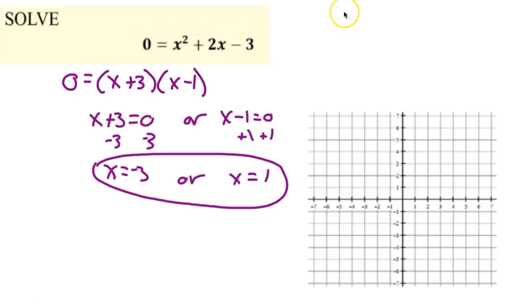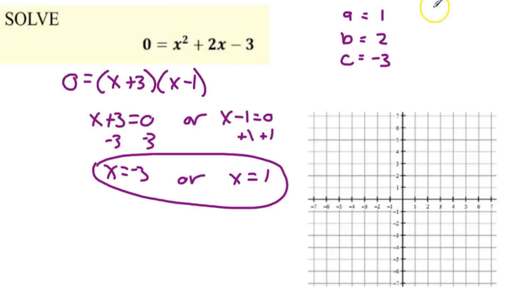We also learned some other things in the last video, right? We have A, B, and C. This one, A is 1, B is 2, and C is minus 3. All right, those are the coefficients over here.